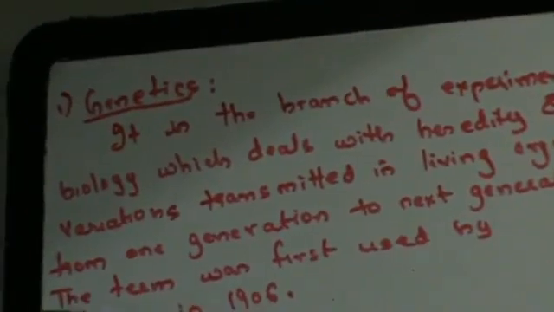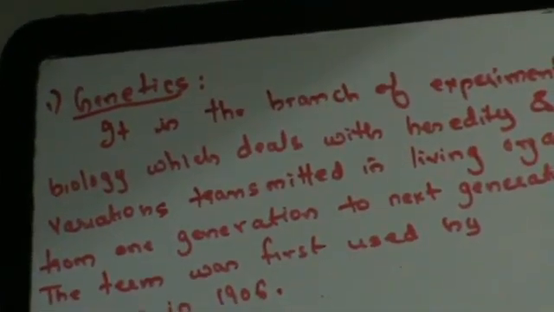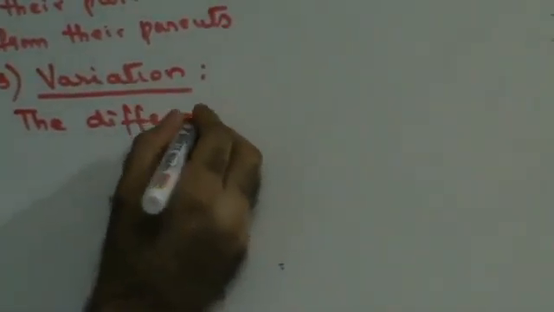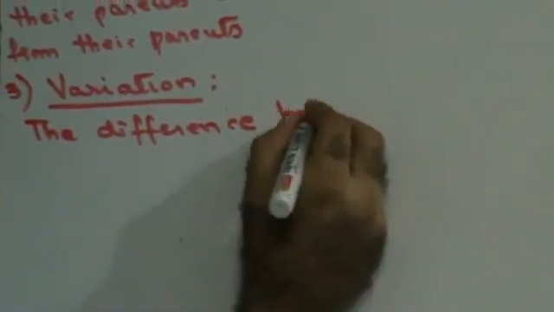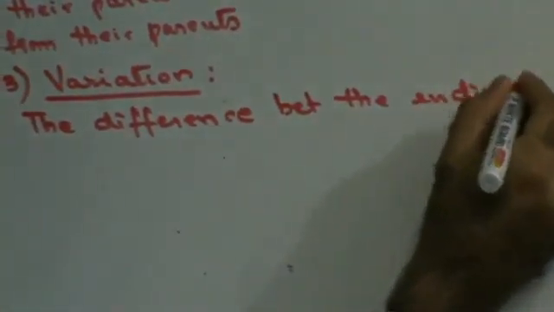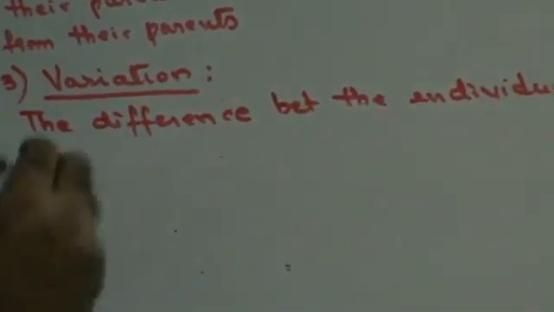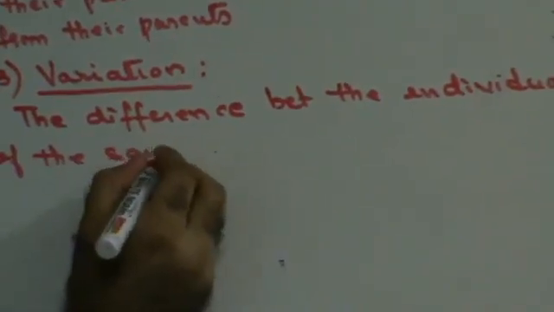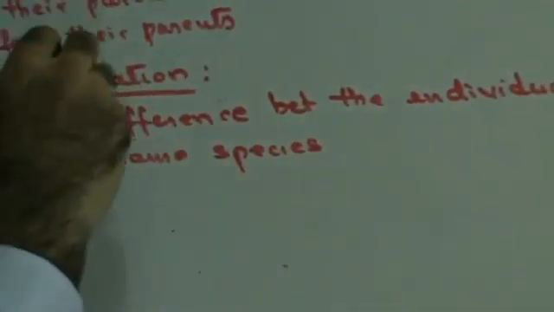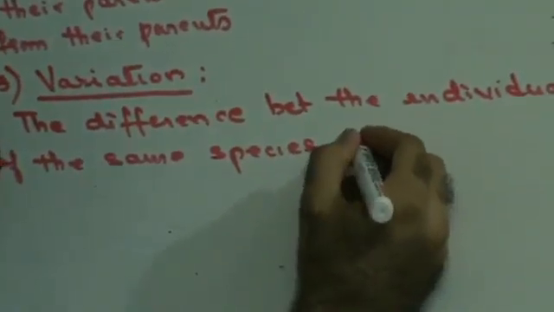So what is variation? Variation is the difference between the individuals of the same species, because you don't have the same characters transmitted from one generation to another generation. Right? So what is variation? The difference between the individuals of the same species is called variation.